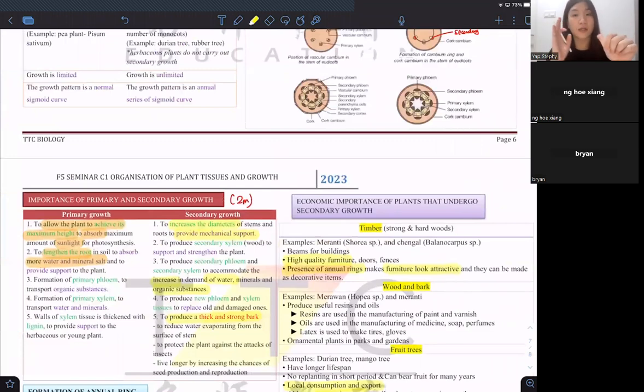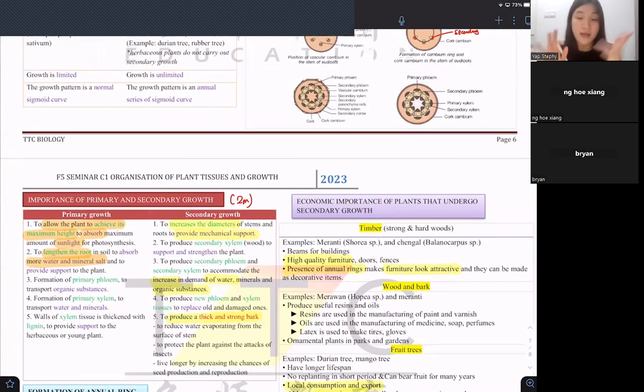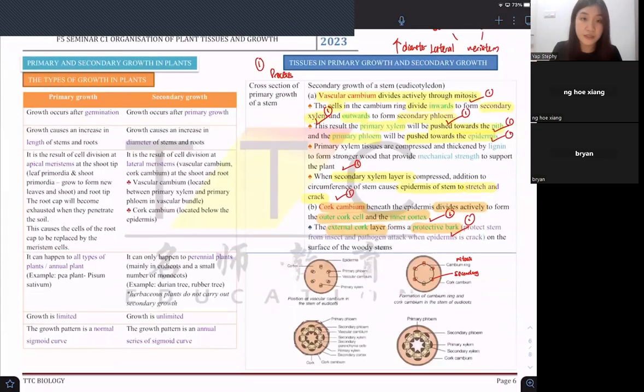So they will ask about the process. They will ask about the importance, the normal importance, or maybe the economic importance. And then for the last one, they will ask about the differences between primary growth and secondary growth. For this one, you need to know at least 6 differences, minimum 6 differences between primary and secondary. And you also need to know the similarities, because sometimes they will ask you to compare and contrast. So you need to know the similarities. Later we will try the exercise.